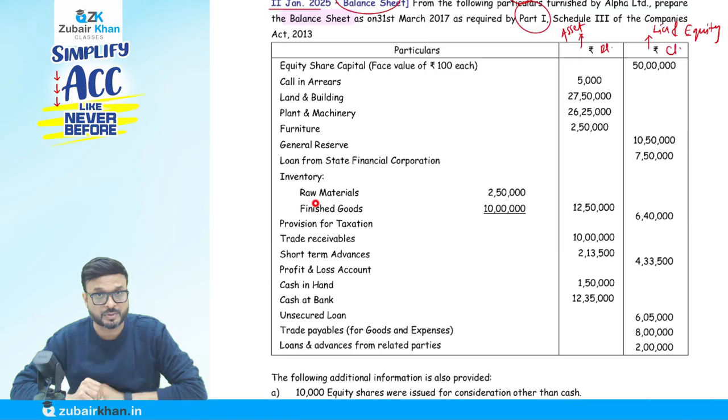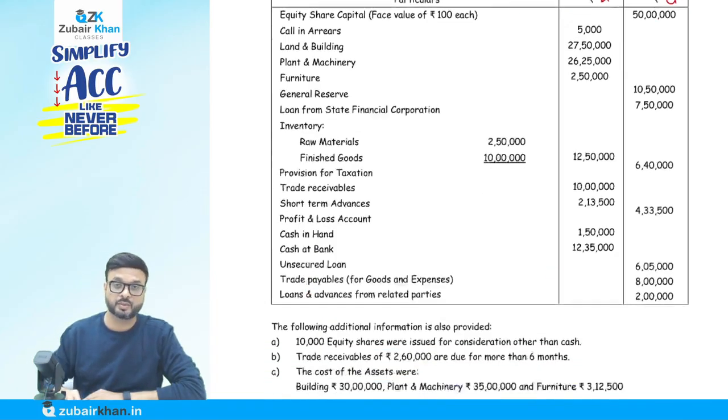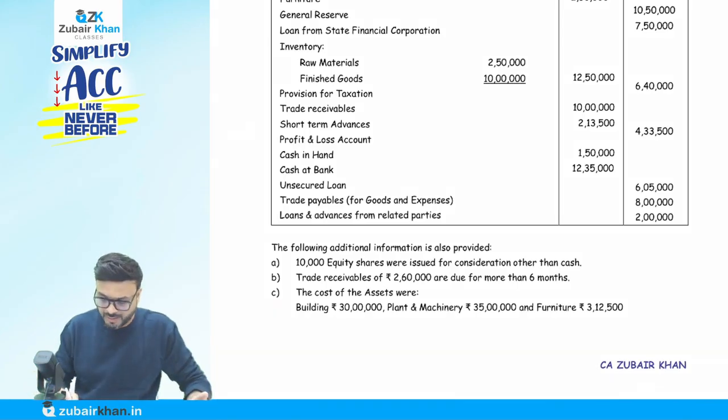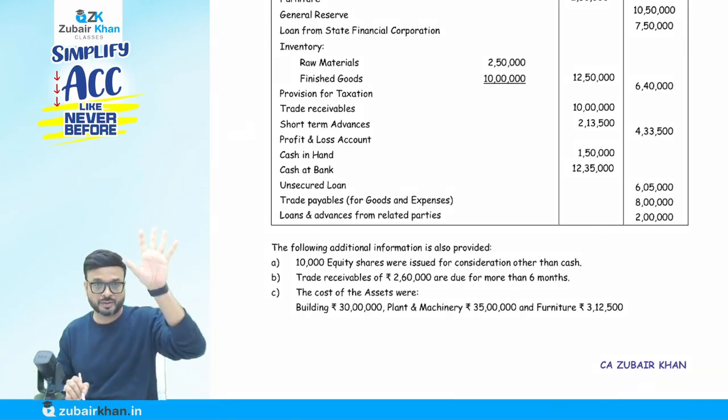Inventory, two types of inventory. Raw material, that is 2 lakh 50,000. Finished goods 10 lakh. Total is 12 lakh 50,000. Provision for taxation is 6 lakh 40,000. Trade receivable 10 lakh. Short term advances 2 lakh 13,500. Profit and loss account 4 lakh 33,500. Cash in hand 1 lakh 50,000. Cash at bank 12 lakh 35,000. Then unsecured loan is 6 lakh 5,000. Trade payable for goods and expenses 8 lakh. And loans and advances from related party 2 lakhs. Okay, this is the trial balance. They have not tallied it here, but a trial balance should always tally.